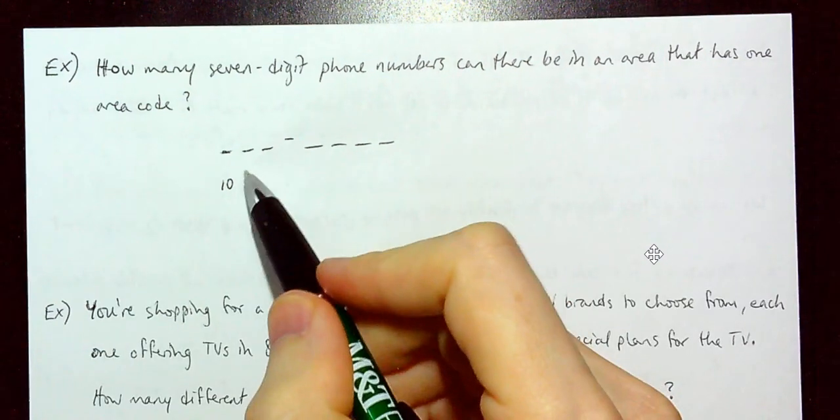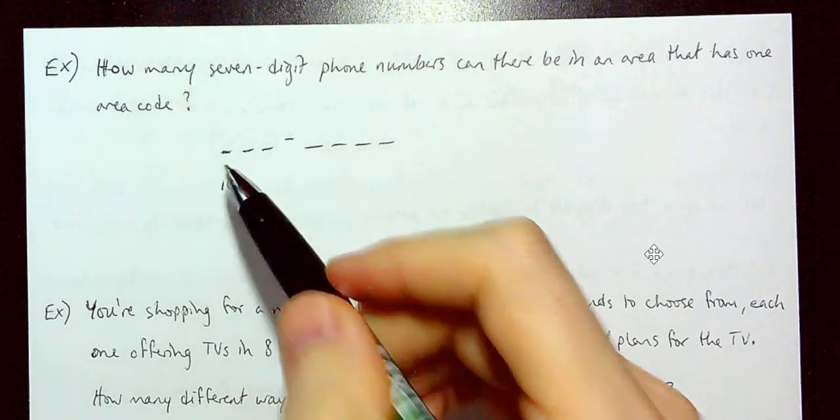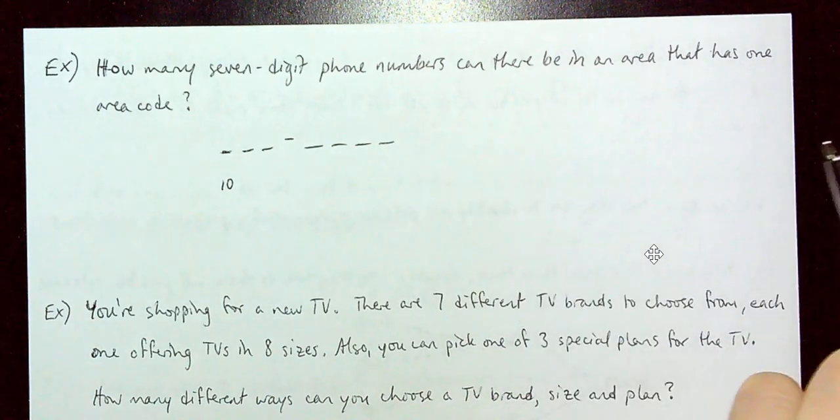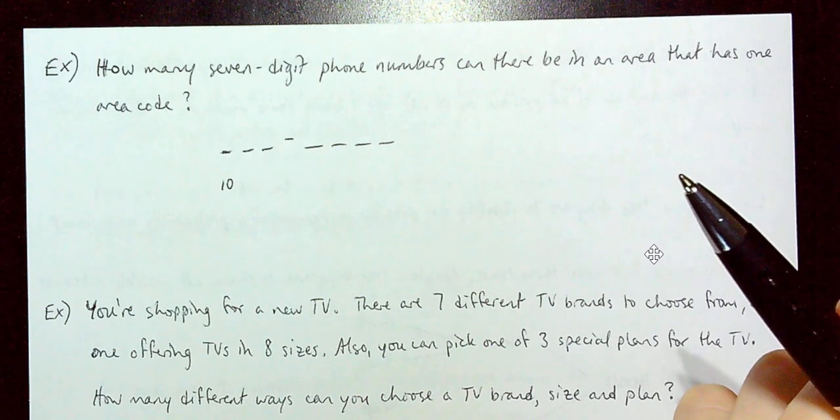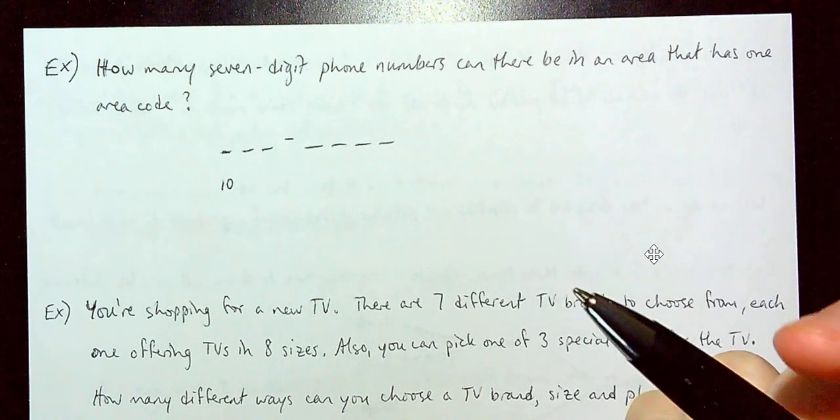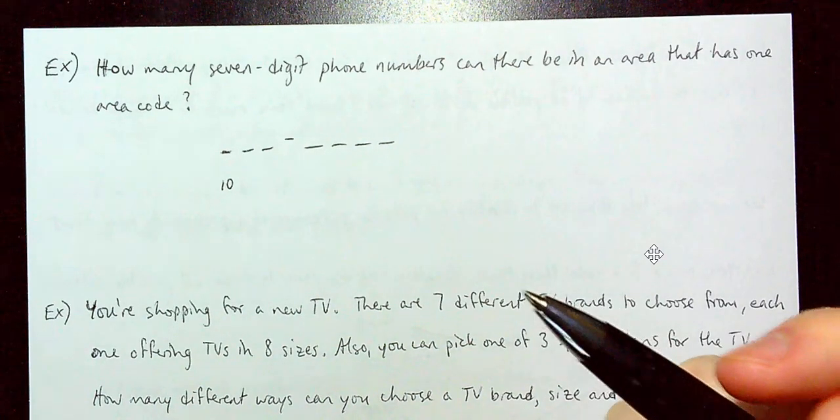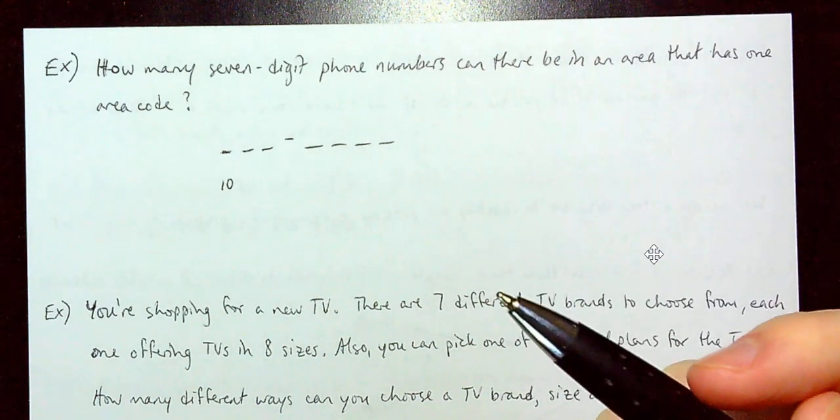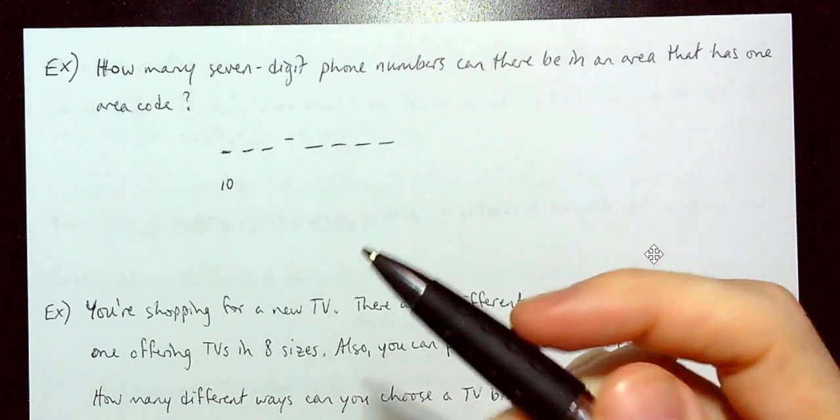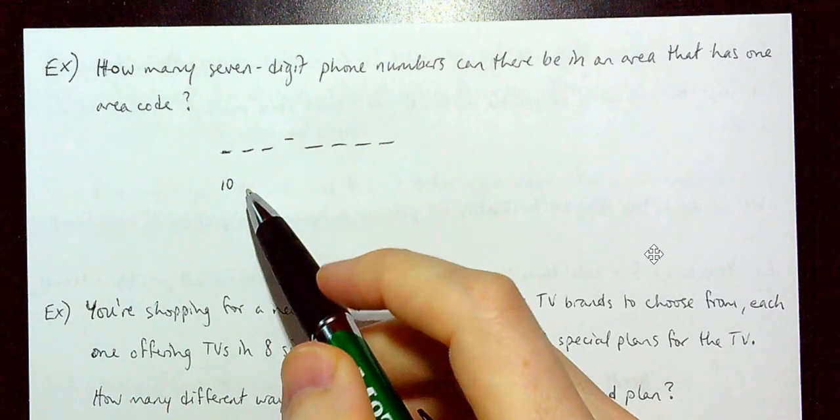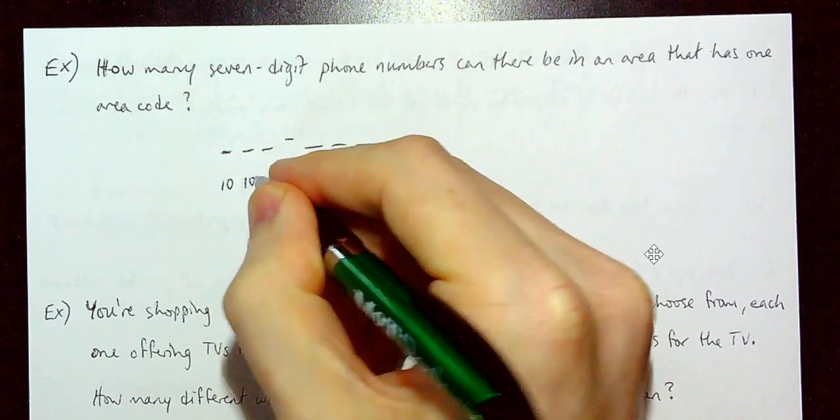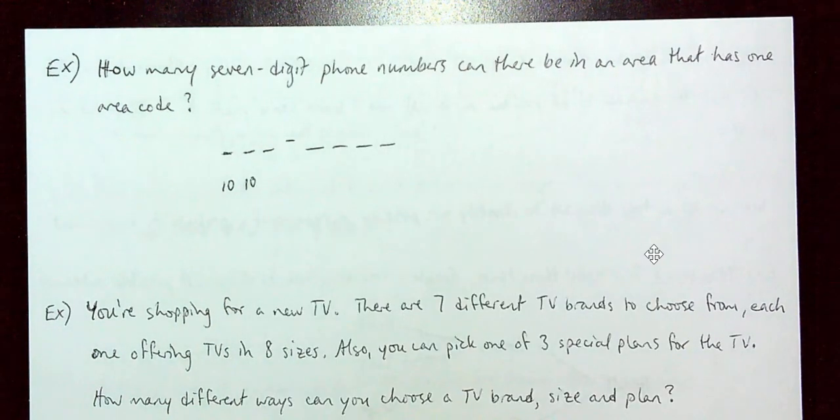Okay, moving on to the second blank here. With phone numbers, it's very possible that you have digits that repeat. So we don't have to worry about the case where we can't have the same number happening more than once. So how many numbers could we have here? Well, again, 0 through 9, or 10 possibilities for what can go in that second blank there.